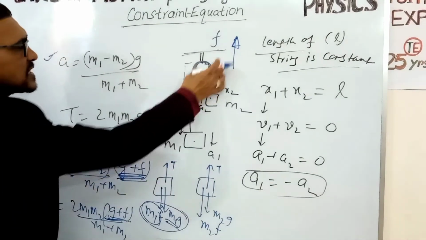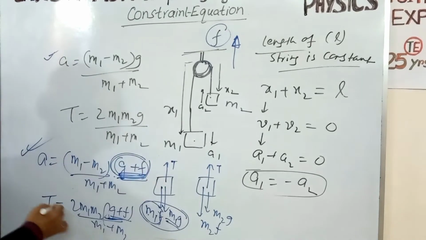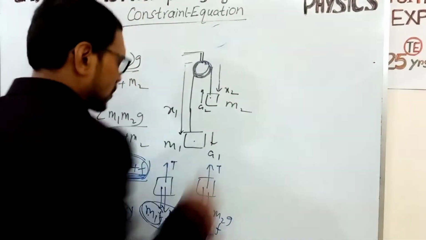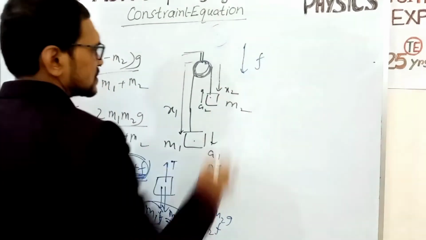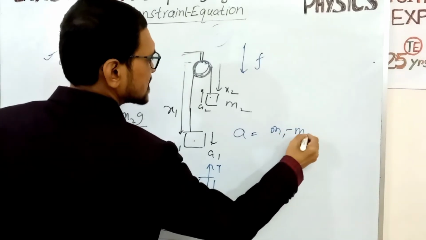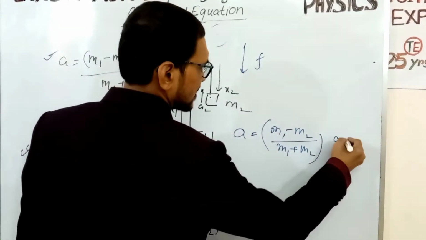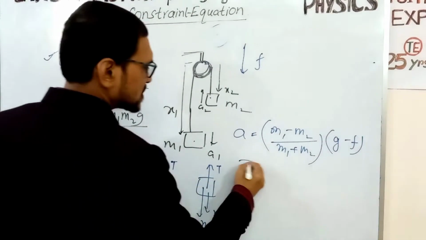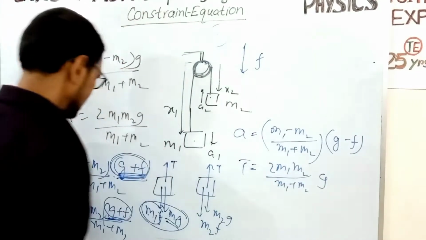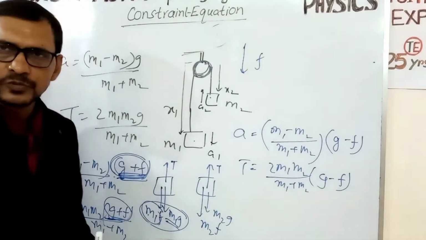Okay, if the whole system moves upward with acceleration f, then acceleration becomes g plus f, and tension also g plus f, that is f is added with g. Now if the whole system moves downward with the acceleration f, then acceleration becomes m1 minus m2 by m1 plus m2 into g minus f, and tension becomes g minus f. This is the result. Okay, you should memorize this formula to solve MCQs more quickly.